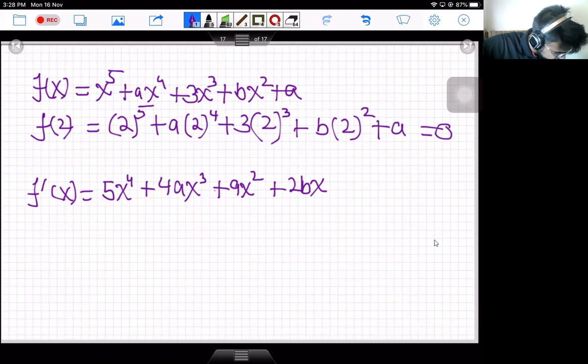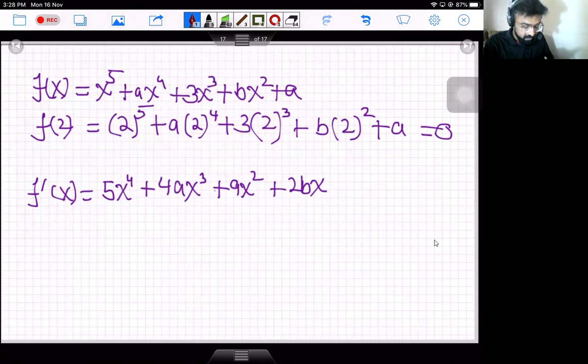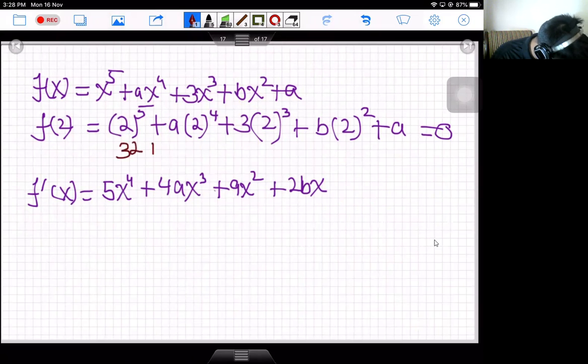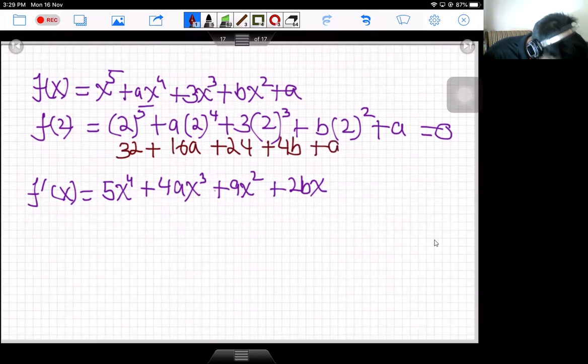Therefore, what you are left with is 2 raised to the power 5. How much is this? 32. And 2 raised to the power 4 is definitely 16. So 16a. 2 cube is 8. 8 3s are 24. And 4b and then a.